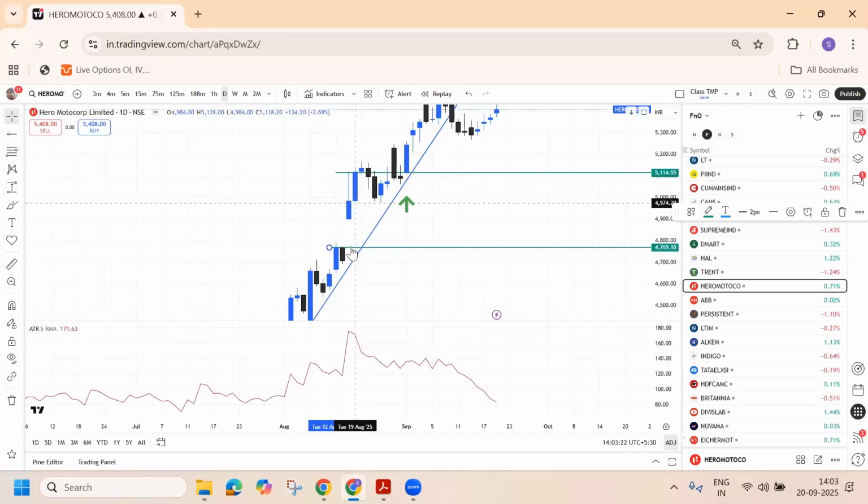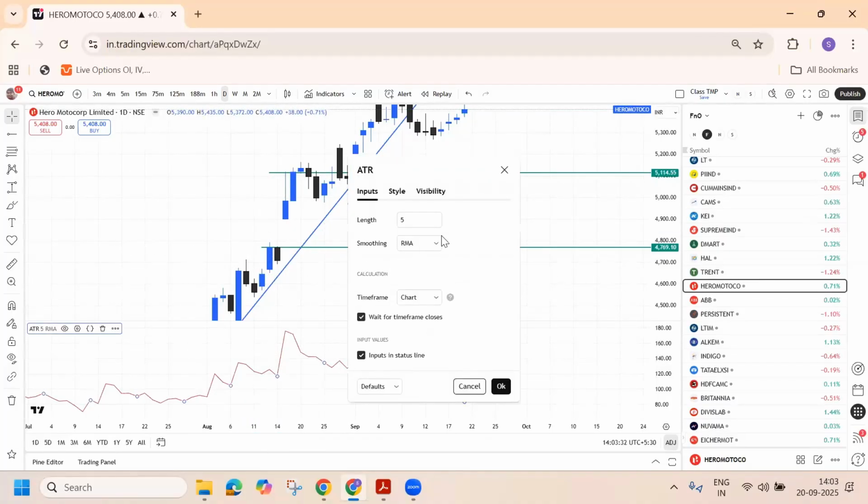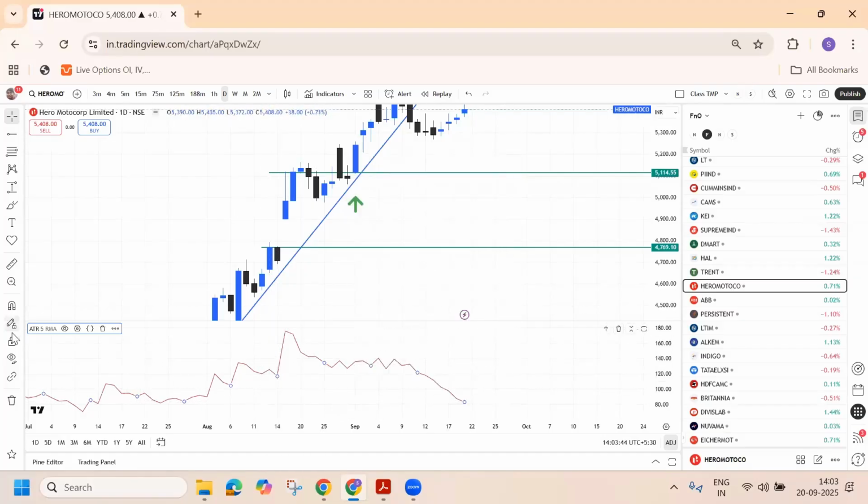For setting a stop loss, you take the average of the last 5 days' true range. This is the last 5 days' true range. For the average, you can use SMA, EMA, WMA, various kinds of moving average, all of which give almost the same value. RMA is the default setting. I have not changed it, and I have been using RMA only. I don't change it.